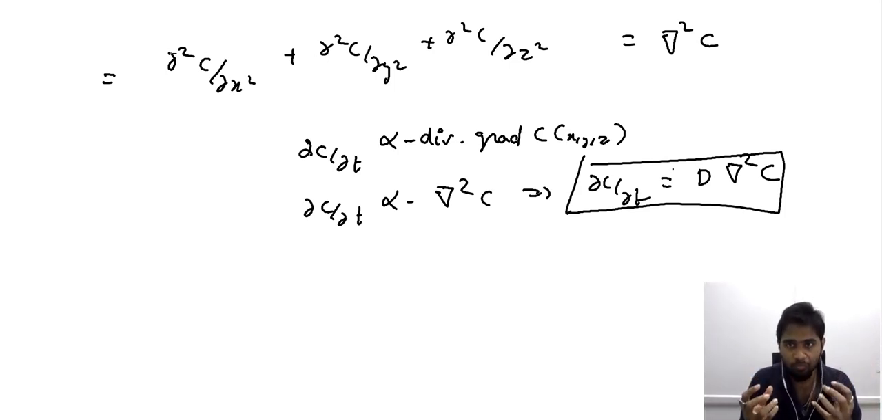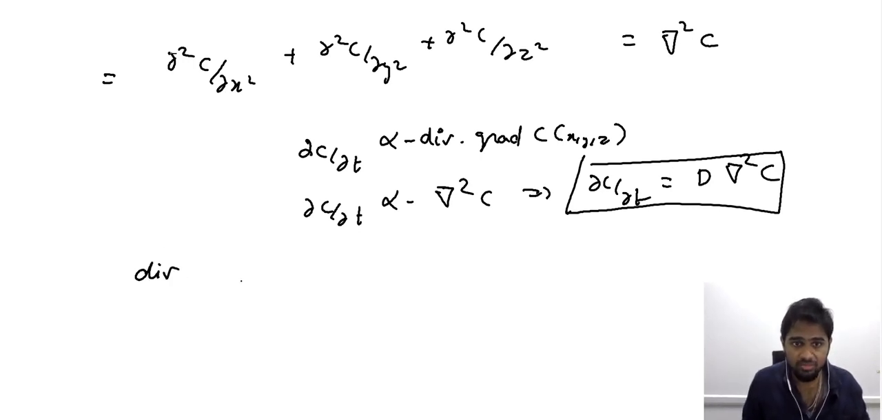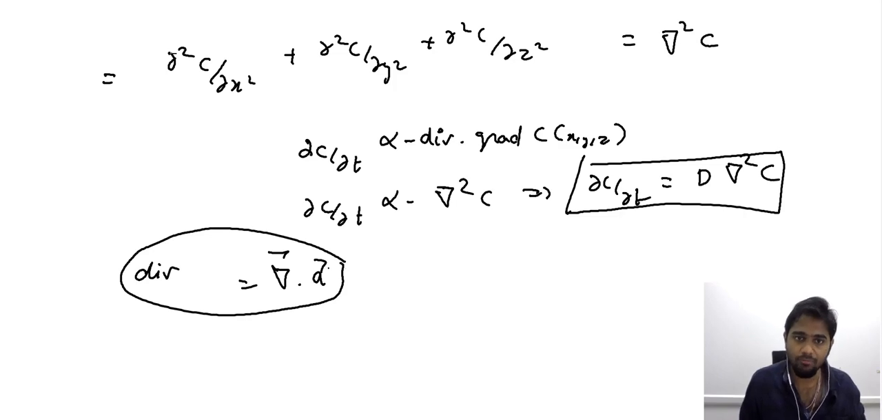Now the divergence involves primarily the dot product of this nabla operator with a vector. So in the generalized case, divergence means the dot product of the nabla with respect to any vector. It can be any vector. So this is the generalized description of the divergence.